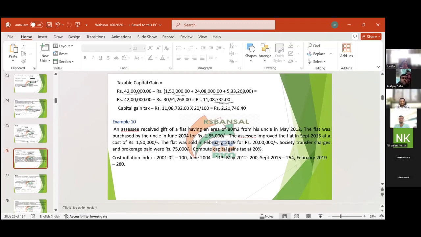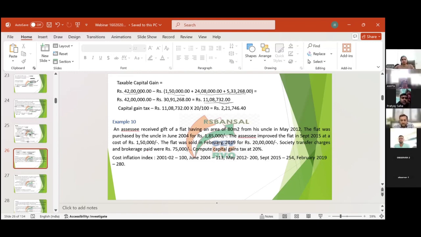So in the next question, another thing is, in case of gift, how to calculate the cost of acquisition. This is another important aspect. An assessee received a gift of a flat having an area of 80 square meter from his uncle in May 2012.